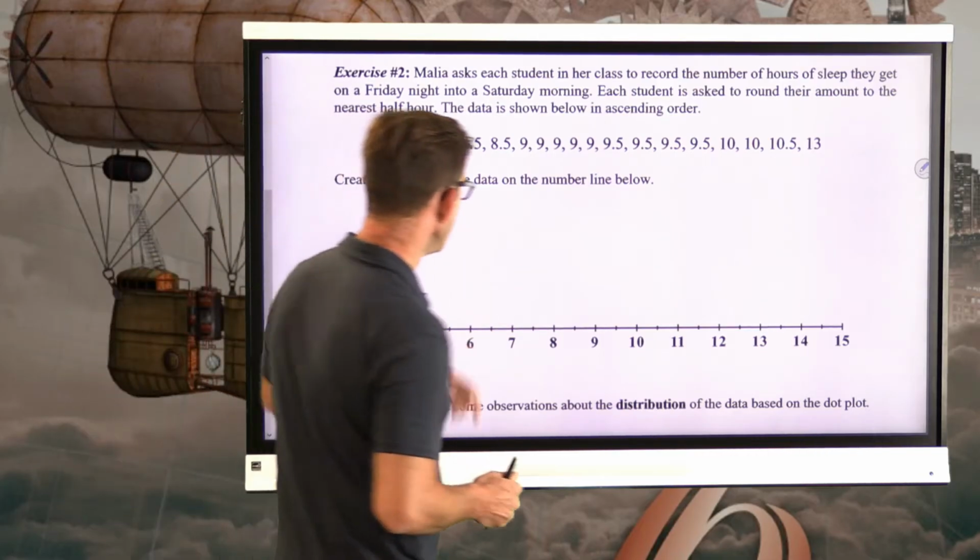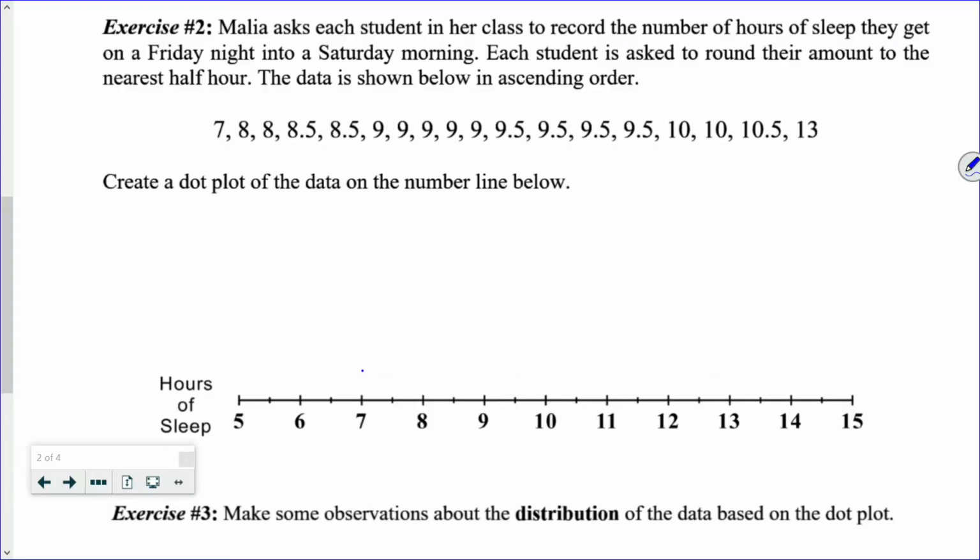All right, awesome. Let's do it. Simple enough, we're just going to put dots every place there's a data value. So we've got 1 at 7. We've got 2 at 8. We've got 2 at 8.5, 1, 2, 3, 4, 5 at 9, 1, 2, 3, 4 at 9.5, 2 of them at 10, 1 at 10.5, and 1 at 13. Okay? So there's our dot plot.